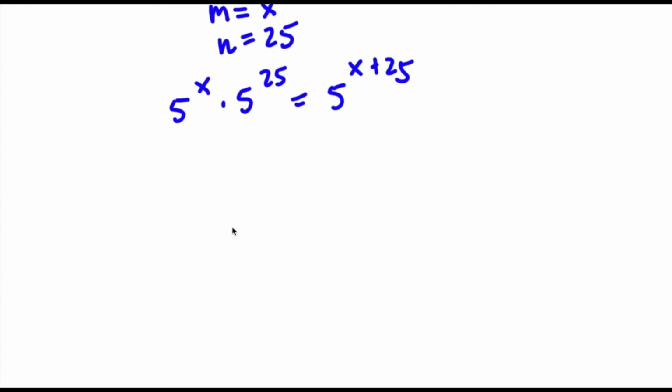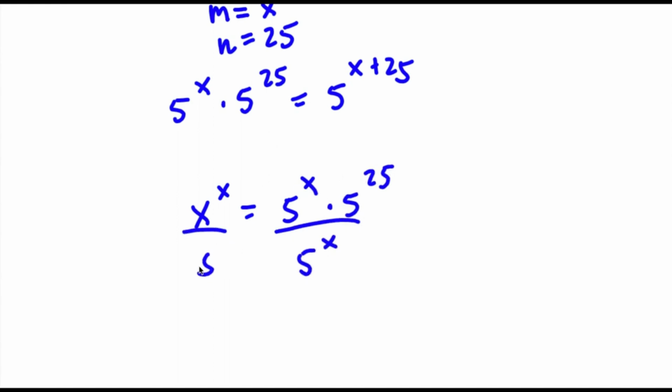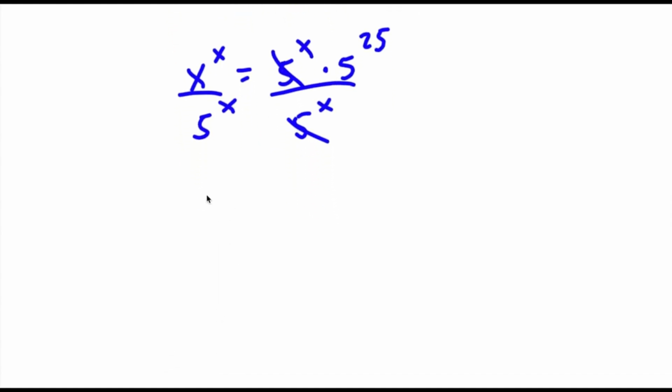So now we have x to the power of x is equal to 5 to the power of x times 5 to the power of 25. Now if I divide both sides by 5 to the power of x, these two cancel out, and I'll have x to the power of x over 5 to the power of x is equal to 5 to the power of 25.